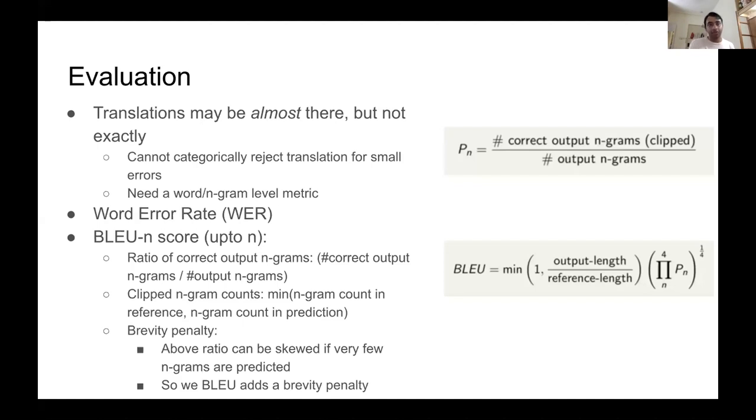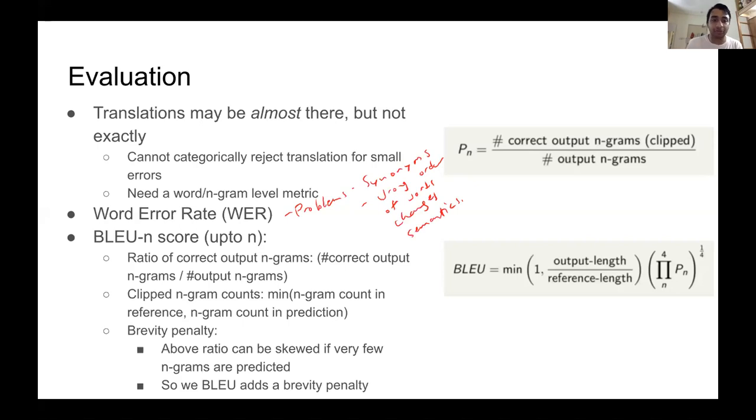Another popular evaluation metric that came up and is quite used even till today is the BLEU score. The BLEU score is basically about making sure that you consider the ratio of correct n-grams. One of the ways to circumvent the problem with ordering of tokens would be to consider how many n-grams were right or wrong. You can just take the number of correct output n-grams by the total number of n-grams that were predicted. And that would be a precision score.